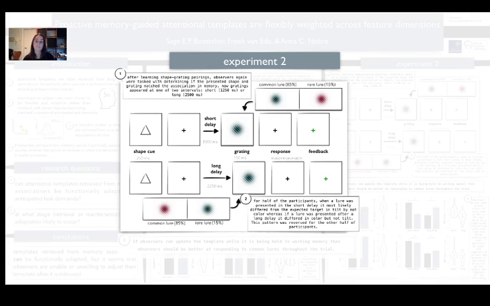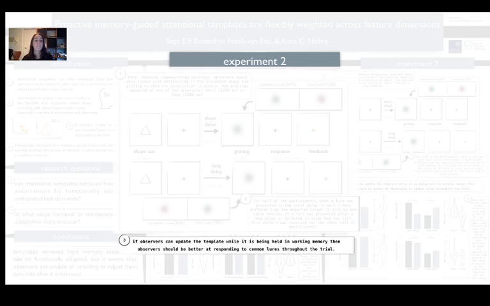Now we manipulated the probable lure type within a trial rather than across blocks. Specifically, for some subjects, lures that appeared early most likely differed with the target in tilt but not color, and lures that appeared late most likely differed in color but not tilt. Critically, within a trial, both lure types were equally likely. If observers can update the attentional template while it is being maintained in working memory, then we should again find benefits when responding to common lures, irrespective of delay length.